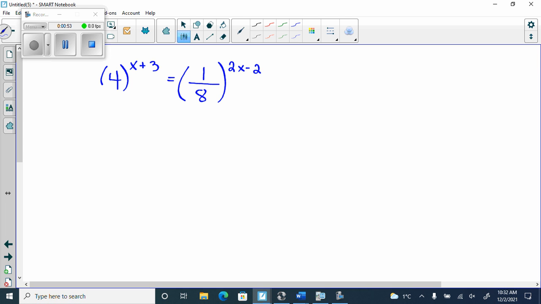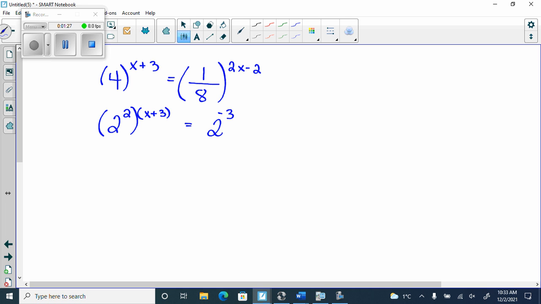So 4, what could I make it be? 2 to the 2. And then I have to remember I have x plus 3 behind it. 8 I can make be 2 to the 3. But because it's 1/8, I make it be 2 to the negative 3. That's the only difference. So if it was 8, it would be 2 to the 3. But because it's 1/8, it's 2 to the negative 3.